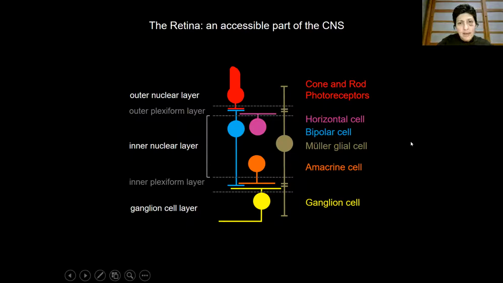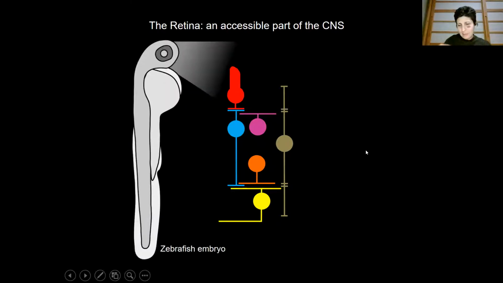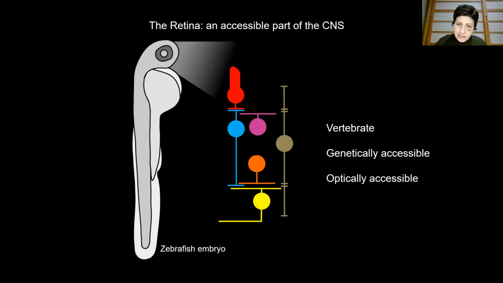And so this feature of this accessible part of the CNS has been taken advantage of, and we take advantage of studying the retina in the zebrafish, largely because it's a vertebrate, of course, as you probably know, and has a structure, the retinal structure is very much like ours. It's a genetically and optically accessible model organism. And of course, we take advantage of the fact that the retina and the organism develop rather rapidly.